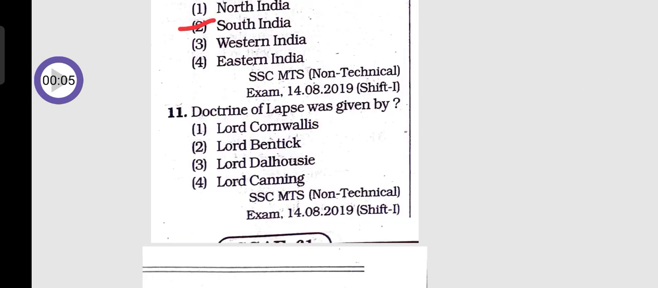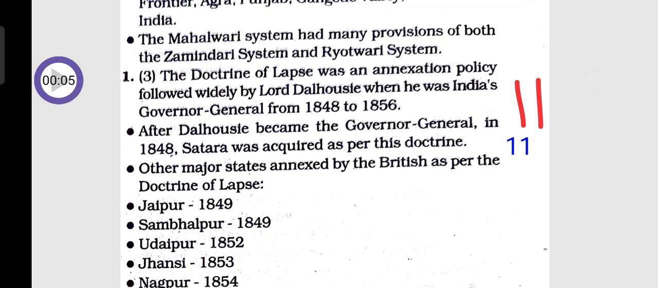Question number 11. Doctrine of lapse was given by option 1, Lord Cornwallis, option 2, Lord Bentinck, option 3, Lord Dalhousie, option 4, Lord Canning. So the answer is option 3, Lord Dalhousie. The doctrine of lapse was an annexation policy followed widely by Lord Dalhousie when he was India's Governor General from 1848 to 1856. After Dalhousie became the Governor General in 1848, Satara was acquired as per this doctrine.